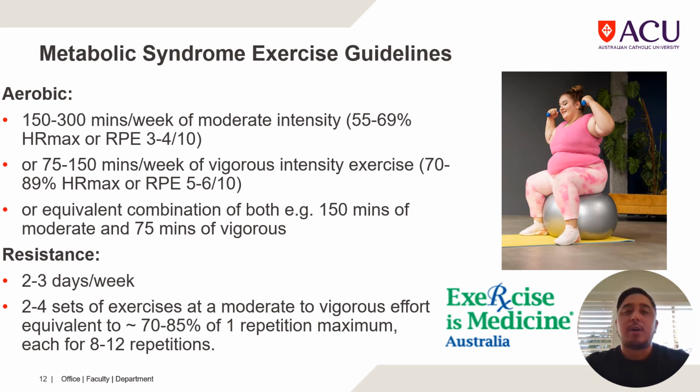Alternatively, 75 to 150 minutes of vigorous intensity exercise could be performed, or an equivalent combination of both moderate and vigorous intensity exercise. To complement aerobic exercise, 2 to 3 resistance training sessions each week can be undertaken, involving 2 to 4 sets of exercises at a moderate to vigorous intensity, equivalent to 70 to 85% of 1 repetition maximum, each for 8 to 12 repetitions.